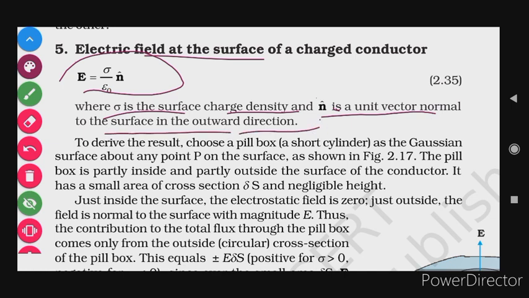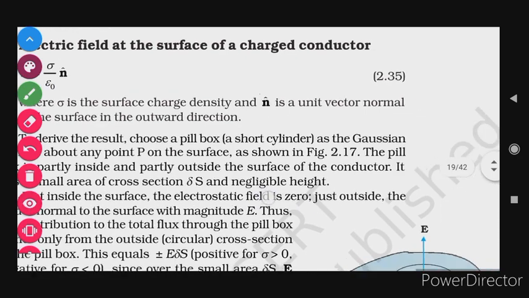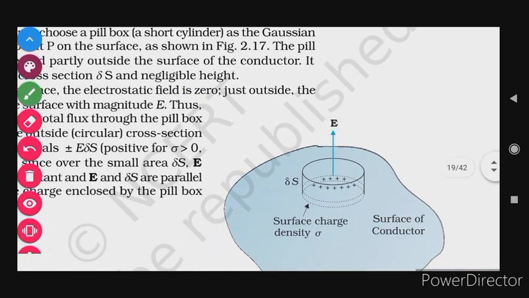Sigma is the surface charge density, charge per unit area. How much charge a small unit area has. And n cap is the direction normal to the surface. Like here you see there is a surface, and this is the direction of the unit vector.